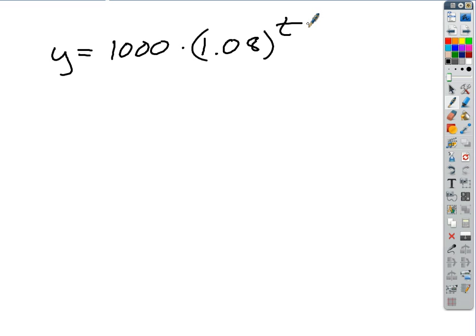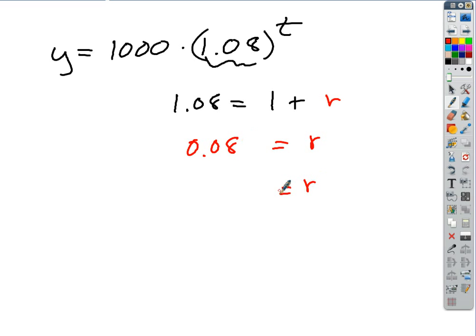It's 8%, because 1.08 equals 1 plus R. So what's R? R is 0.08. Good. If we write that as a percent, we scoot the decimal over 2 places, so it's 8%. It's positive, so it's growth. Right? Okay, that's how it works.